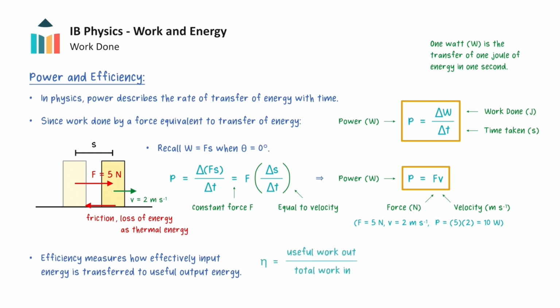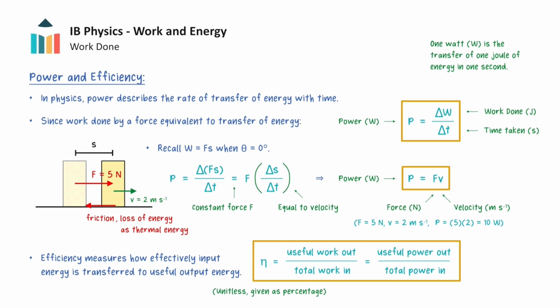Efficiency, denoted by eta, can be calculated as the ratio of the useful energy output to the total energy input. Efficiency has no units and is often expressed as a percentage. As energy divided by time is equivalent to power, efficiency can also be defined as the ratio of the useful power output to the total power input. Referring to our earlier example, if only 7 watts of power actually moves the box, then the efficiency would be equal to 70%.